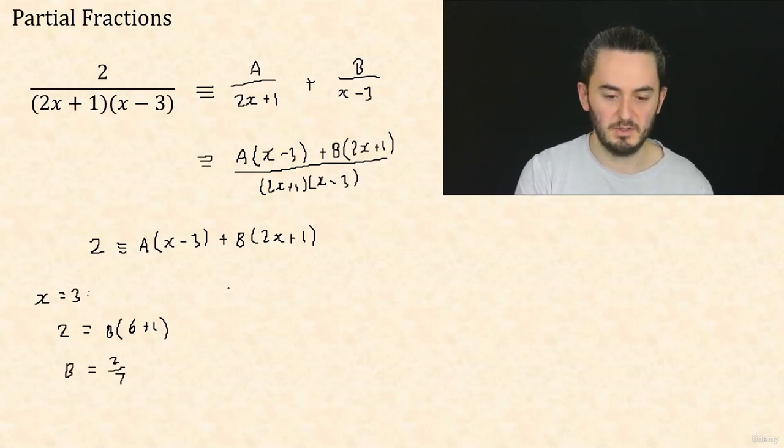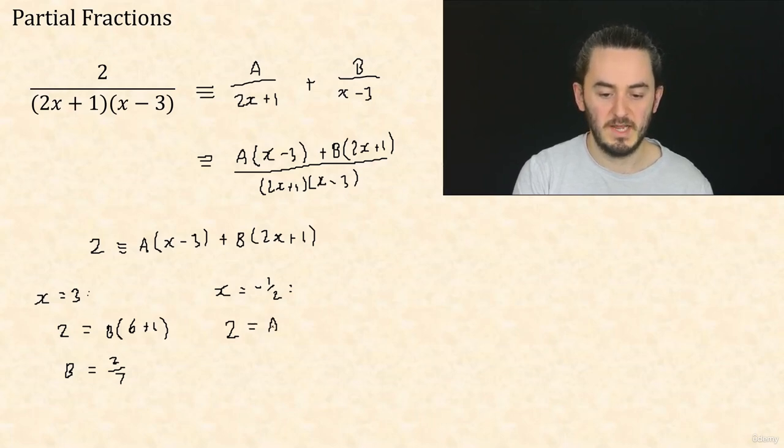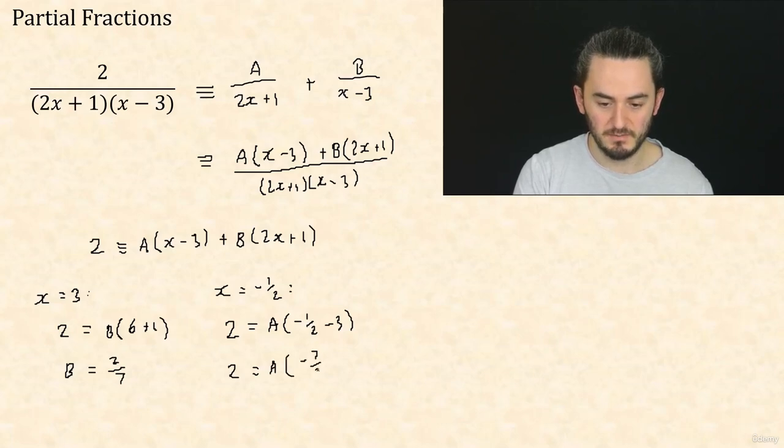Okay, so a little bit messy, but not a problem. To get rid of this bracket, I'll set x equal to -1/2, because 2 times -1/2 is -1, which cancels with the 1. So on the left hand side I've got 2, and on the right hand side I've got a times -1/2 minus 3. Okay, well this is -3.5, or -7/2, which means that a, if I divide both sides by -7/2, I get -4/7.